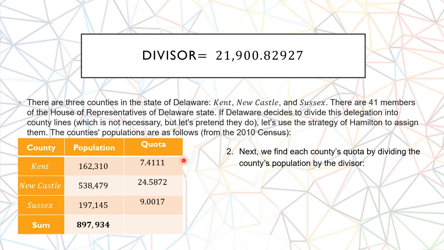Next, you will have to divide the second population, which is 538,479, by the divisor. So we have 24.5872, and our last, 197,145 divided by the divisor, gives us 9.0017. So that is the second step.